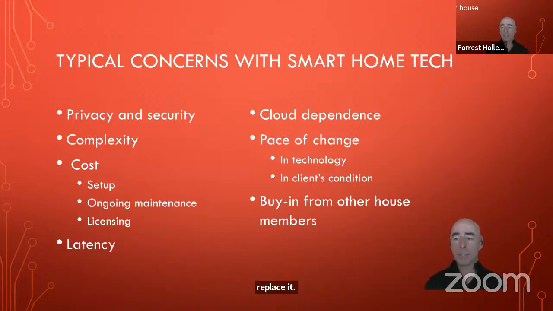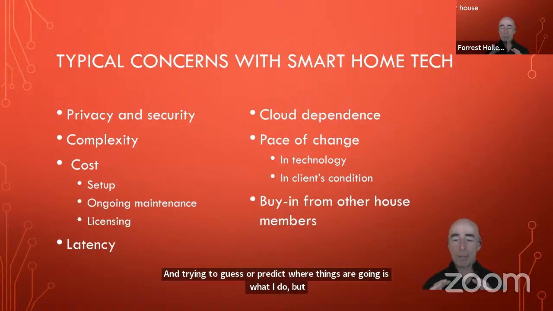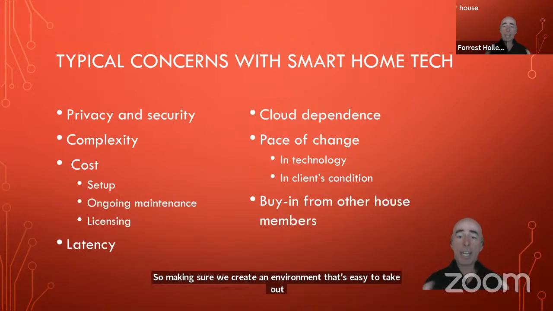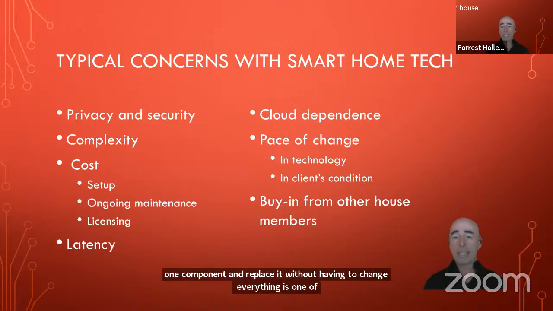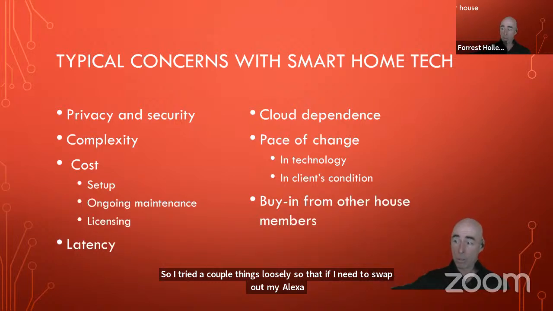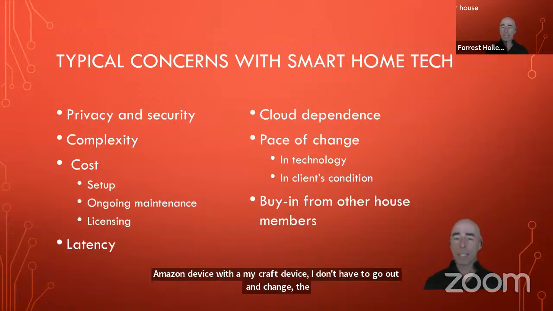And trying to guess or predict where things are going is what I do, but we're not always correct in our predictions. So just making sure that we create an environment that's easy to take out one component and replace it without having to change everything is one of my design philosophies. So I try to couple things loosely so that if I need to swap out my Alexa Amazon device with a Mycroft device, I don't have to go and change all the different routines and advanced customizations. All I'm changing is the way we access those things. And that is a really important consideration.